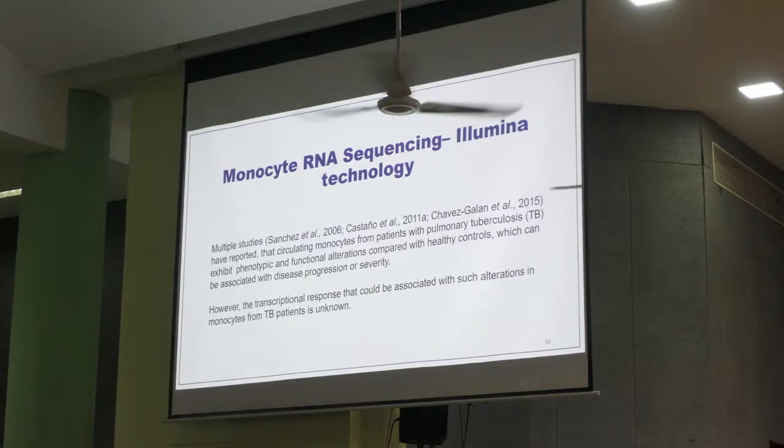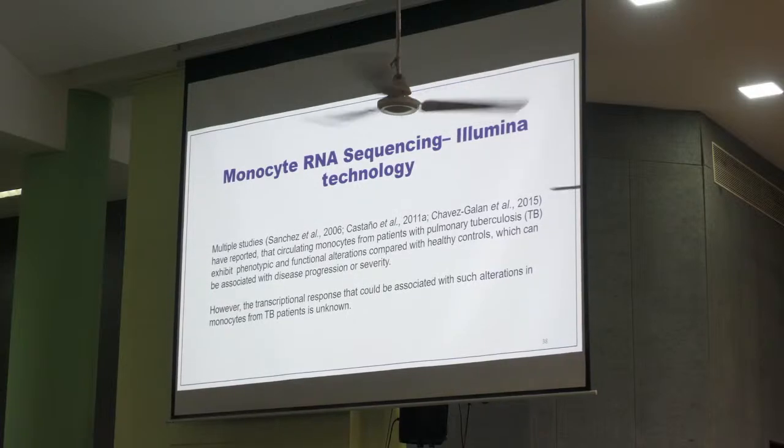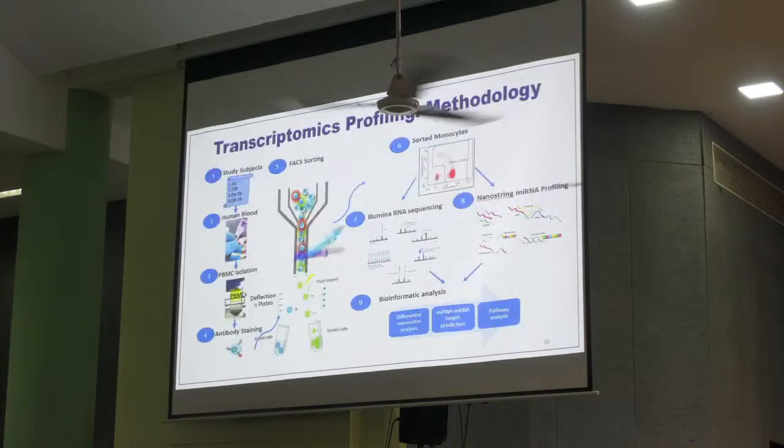So monocyte RNA sequencing technology, we apply whole genome sequencing, particularly by Illumina technology, where the entire mRNA is isolated and sequenced, and allocated to the identified genes, which will be very helpful in seeing the functional aspects of the monocytes.